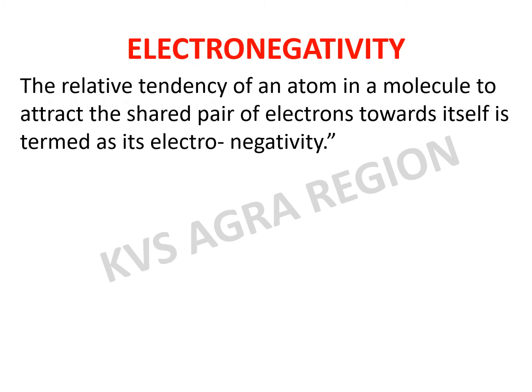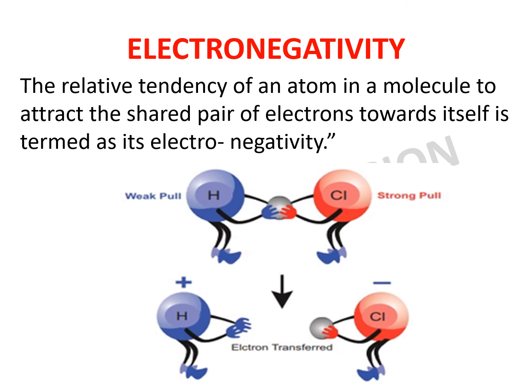Electronegativity. The relative tendency of an atom in a molecule to attract the shared pair of electrons towards itself is termed its electronegativity. From this figure, we'll try to understand the concept. This is the shared pair of electrons between hydrogen and chlorine in the HCl molecule. Chlorine experiences a strong pull, whereas hydrogen experiences a weak pull. As a result, the shared pair of electrons is taken away by chlorine. A positive charge develops on hydrogen and a negative charge develops on chlorine.